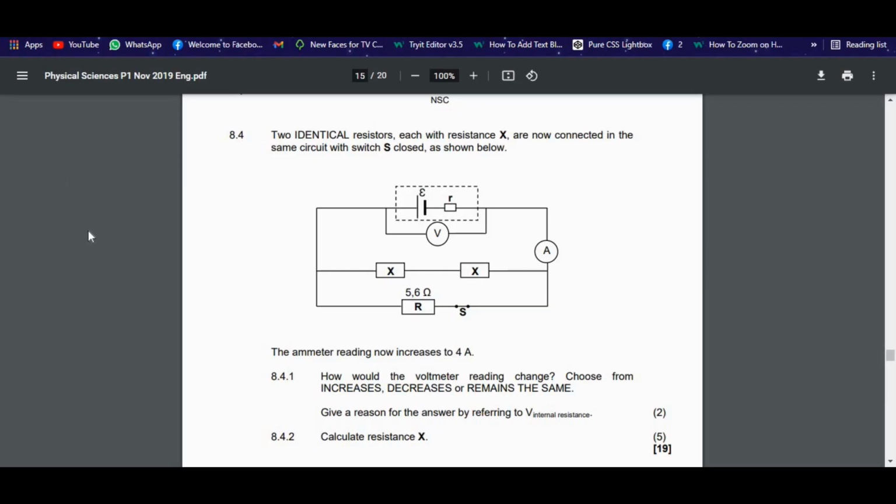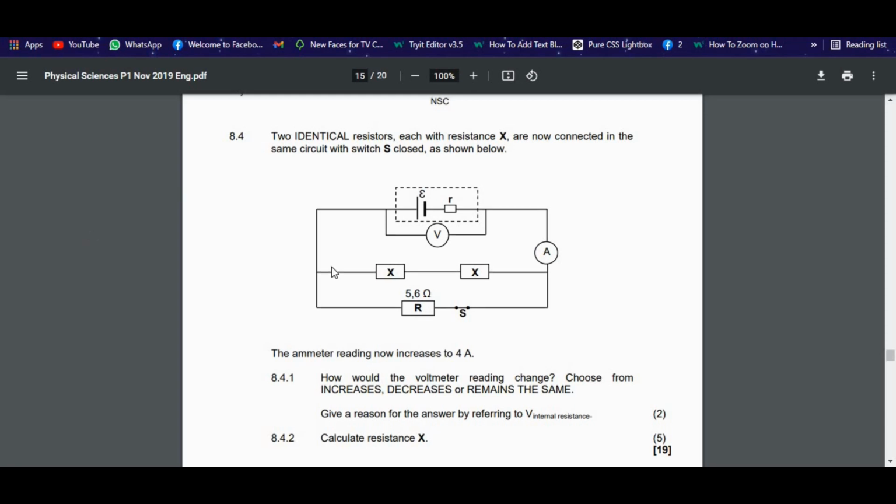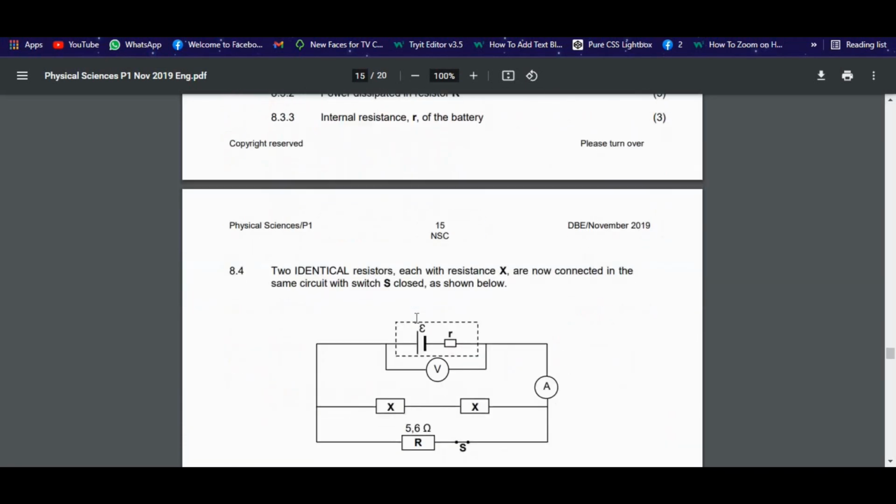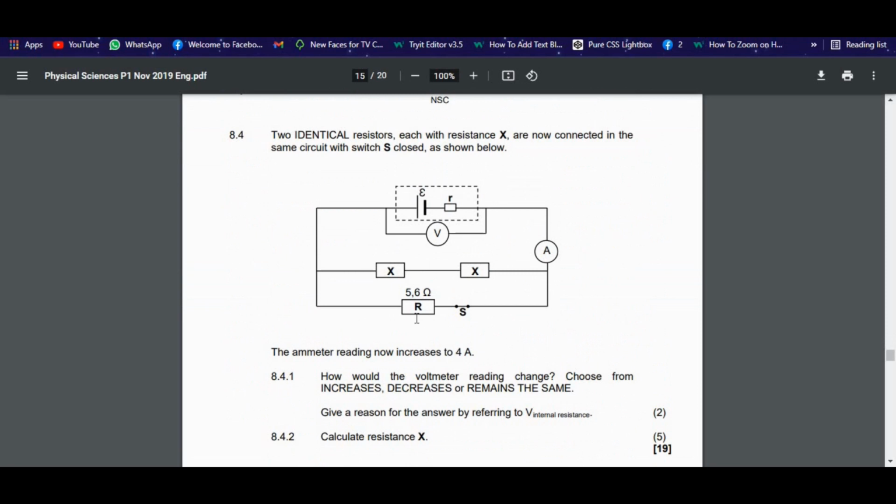8.4 says, now two identical resistors, each with resistance X, are connected in the same circuit with switch S closed as shown below. You should recognize it's basically the same circuit. We just connected the two resistors in series over here in parallel with the 5.6. So it's the same circuit. The ammeter reading now increases to 4 amps. The ammeter reading was 1.88 first. Now it is 4 amps.